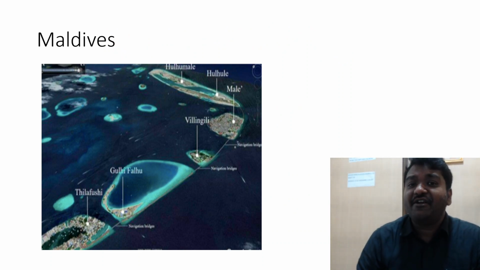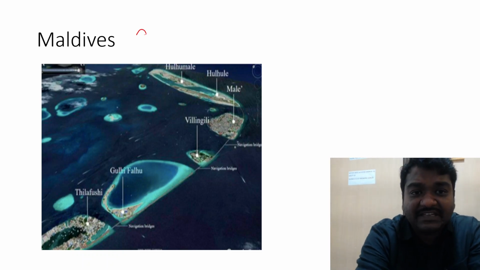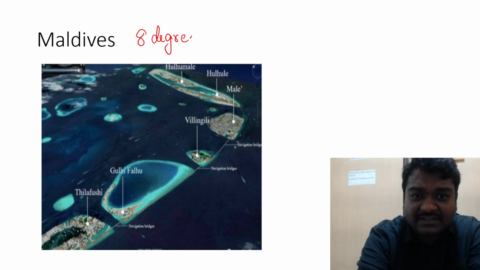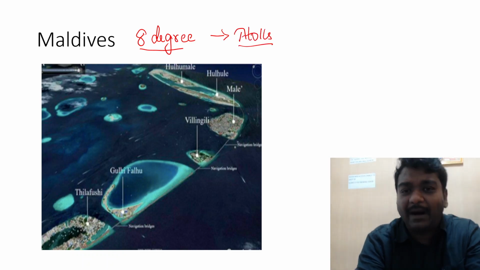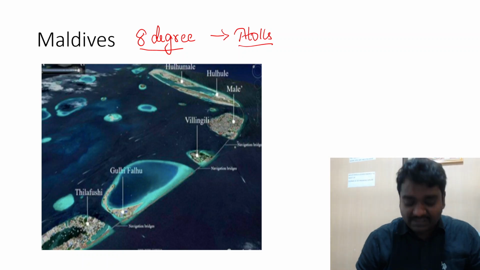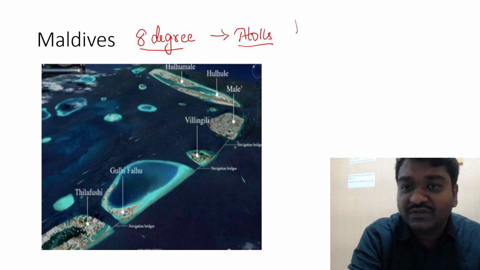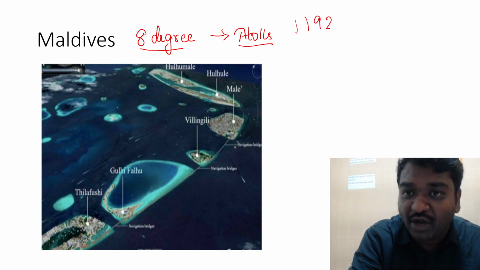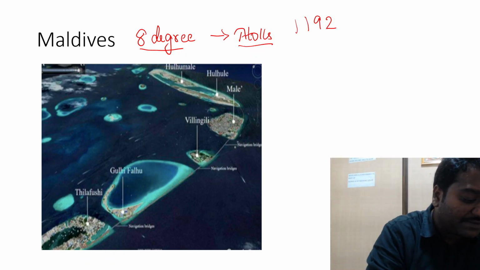You know that India and Maldives have issues. India and Maldives is basically separated by 8-degree channel, guys. And Maldives is also made up of atolls, guys. And how many atolls do you observe in Maldives? If you check, we have 1192 atolls. How much? 1192 atolls. Okay.